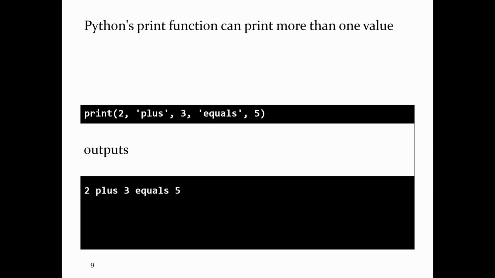Okay, so in Python, our hello world program uses the print function. Python's print function is really kind of cool from a programming perspective. You can print out a whole bunch of things using it. So I can do 2, comma, some string, comma, 3, comma, some string, comma, 5. And that prints out 2 plus 3 equals 5.